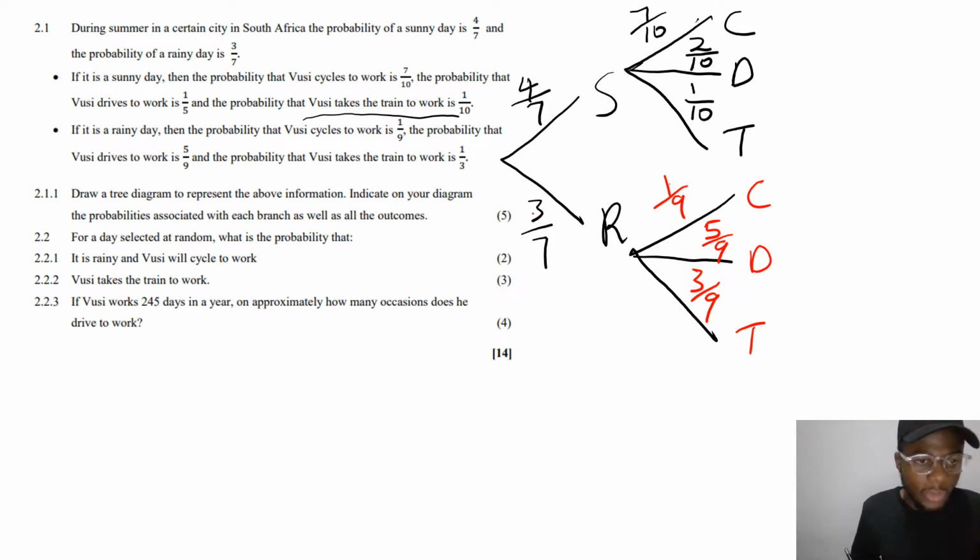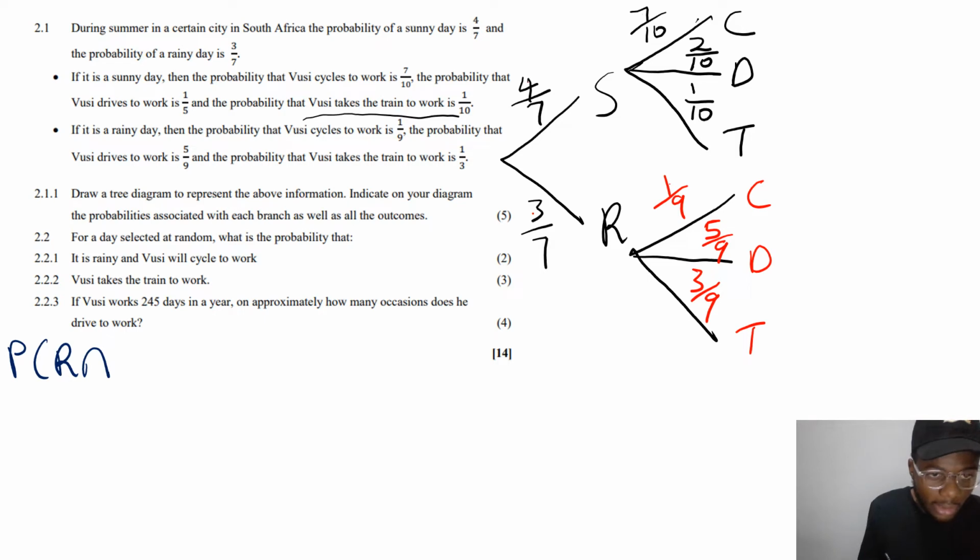So let's go to the next question. They say for a day selected at random, what is the probability that it is raining and Vusi will cycle to work? So it means we are looking for the probability of when it is raining and Vusi cycles, and this one is for "and".